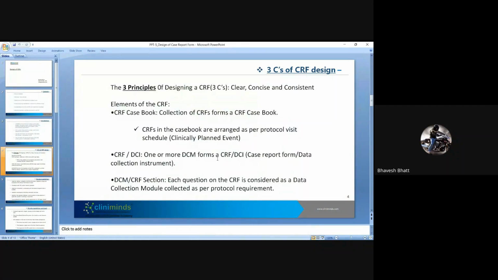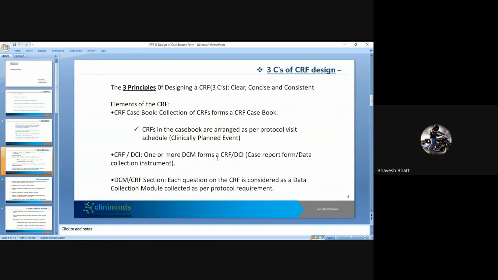So DCM is a subset of DCI, and DCI is a subset of the casebook. This is another sequence which can be part of the questions. How is it that the casebook, DCM, and DCI are interrelated? Your answer first is about the subsets: DCM is a subset of DCI, and DCI is a subset of the casebook, because a data collection module is one particular question on the CRF.